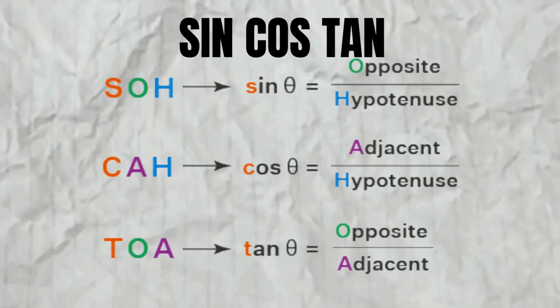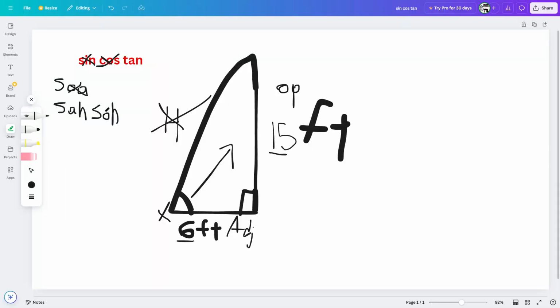So now we are only using our 6 and our 15, which gives us only the availability of tan, since sin is SOH, cos is CAH, but tan is TOA. The H being our hypotenuse, which we're not using, so we cross all these out.